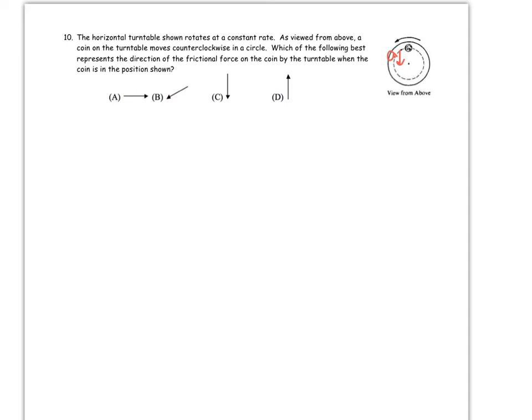If we think about this coin as it travels in a circle, there's really only one force that can exist to cause that inward acceleration. We need some force inward to create this acceleration. The only force that we really have that could do that is friction. And so that force of friction is that inward force. So when we're at that top point, that force of friction is just down, making the answer C.